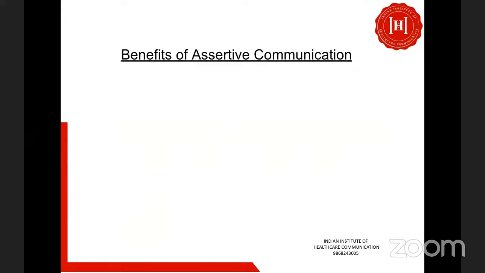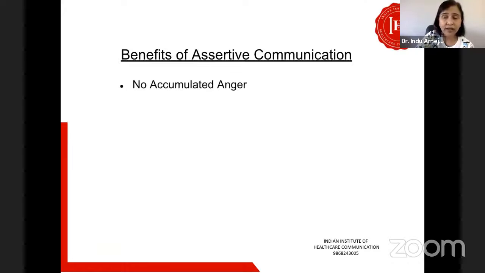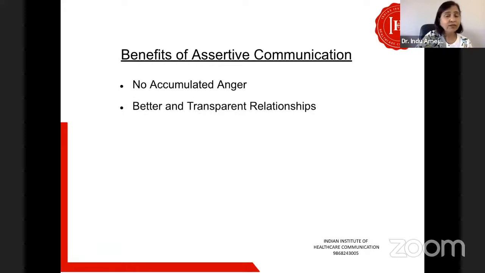handle any situation. Benefit of assertive communication is there is no accumulated anger. So when you are able to express your thoughts in a legitimate manner, you are more likely to be satisfied with the way you had the discussion. It brings in better and transparent relationships because you have been able to talk one-on-one with the person rather than hiding your emotions, thoughts, or feelings. Then when you assert, others take your opinion seriously because you have been able to speak your mind and heart in a very clear manner.